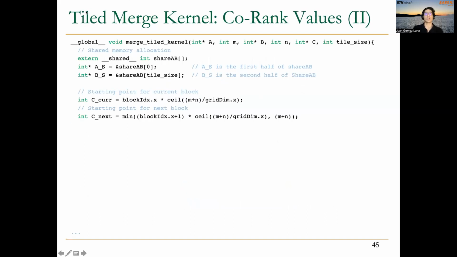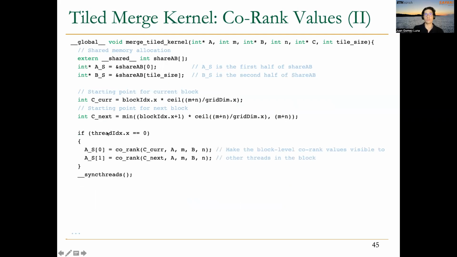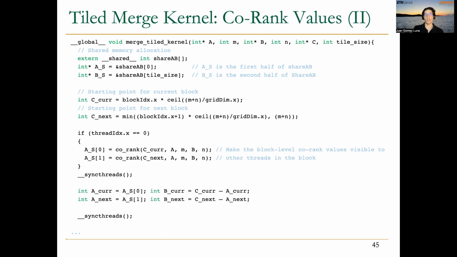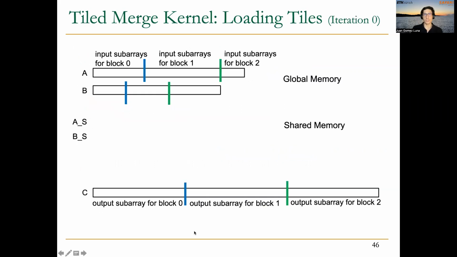So, in the tile merge kernel, the first thing to do will be to compute the core rank values for each individual thread block. Observe that there is a starting point of the current block and a starting point for the next block, the C core and C next, and by using them, the leader thread 0 is going to execute the core rank functions in order to obtain the core rank values of C core and C next, that in this case are A core, A next, B core, and B next.